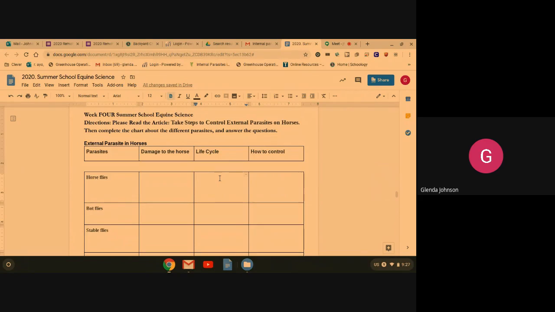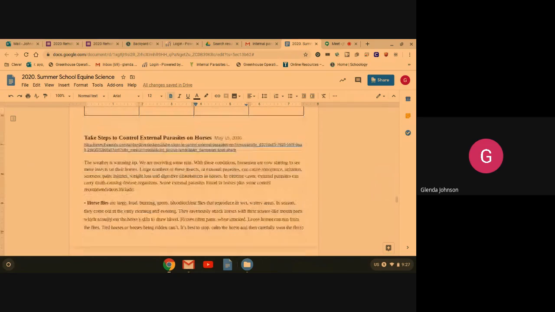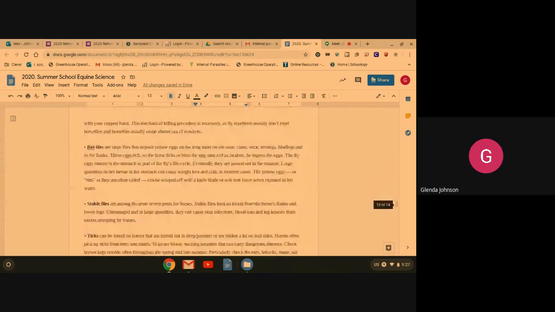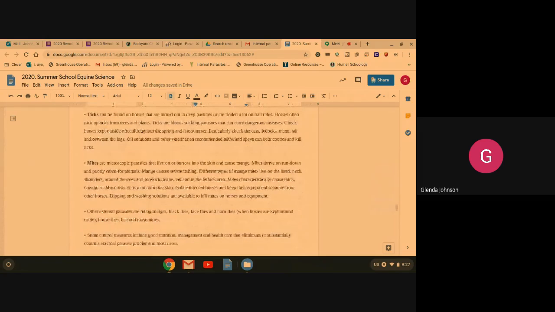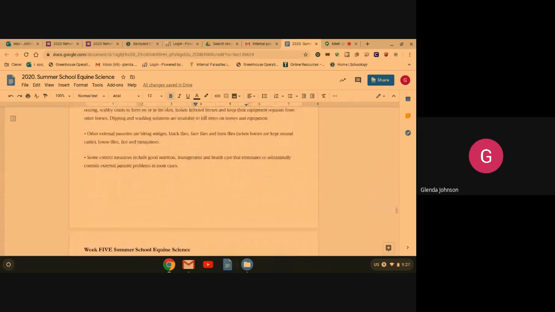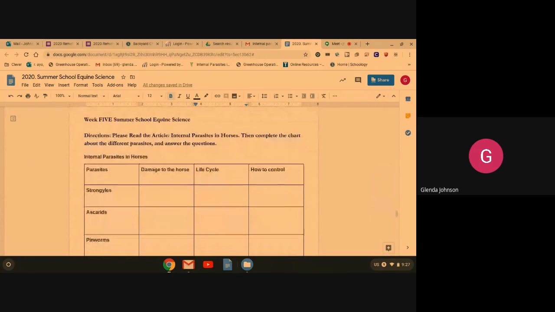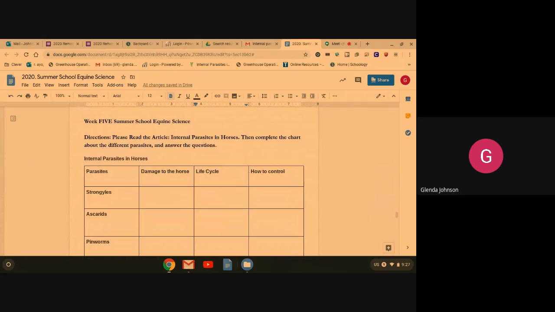Okay. And if you're reading there, some of these flies live on horses and some of them do not. I also don't want to leave out the mites, but there are also mites and ticks. And again, if you read, you're going to be able to tell me how to take care of them and control them.